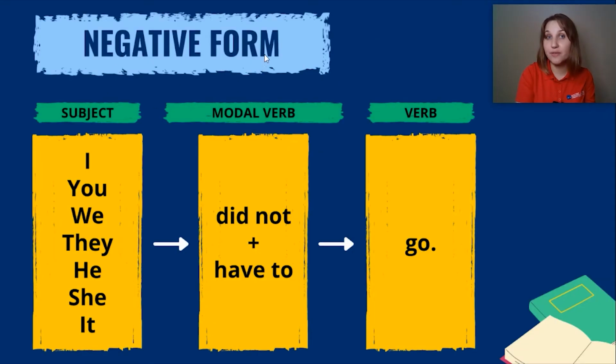When it comes to negative form, there's going to be a change in the modal verb. In order to express this negative form in the past, we use did not or didn't, and the modal verb have to. I did not have to go. You did not have to go. We did not have to go. They did not have to go. He did not have to go. She did not have to go. It did not have to go.